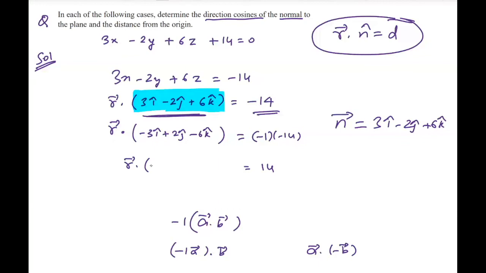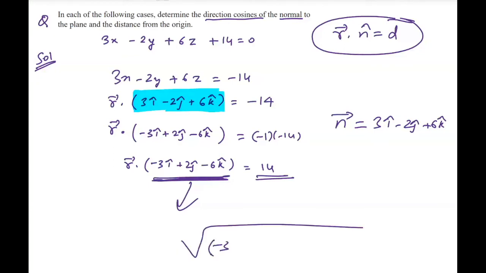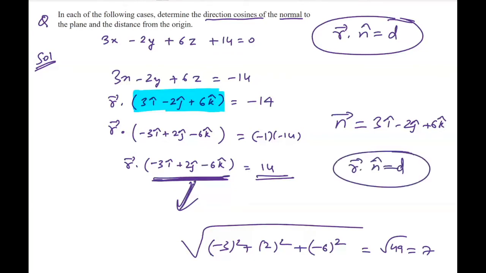Even now this is not the distance. It is positive now, which is good, but this will be the distance only when this is a unit vector, and you can check this is not. What is the condition? Its magnitude must be 1. If you find its magnitude, that will be root 49, that is 7. So this is not a unit vector, and you cannot compare it with r dot n cap equals d. Is it clear to everyone?